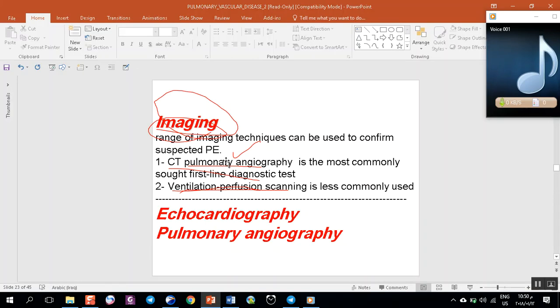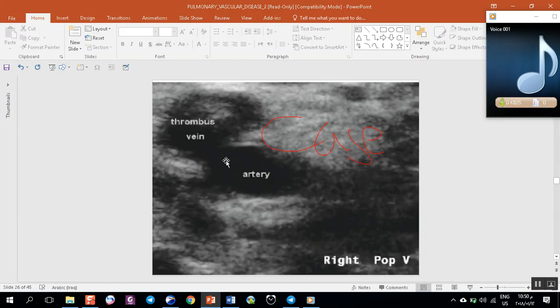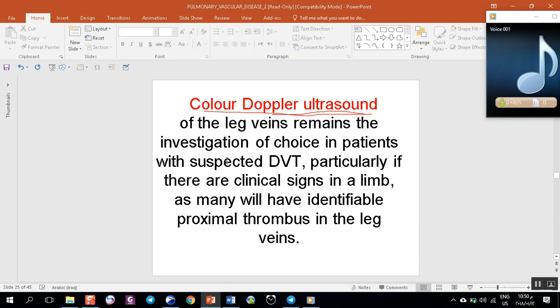This is the echo. The second day, we gave him treatment. You see, this is the RV enlarged. This is the view of the final one, the parasternal view. You see the RV enlarged now. And then we came to the next view. You see, the clot completely disappeared.